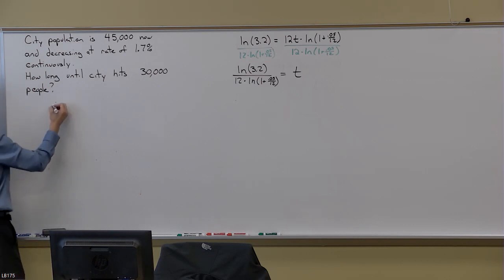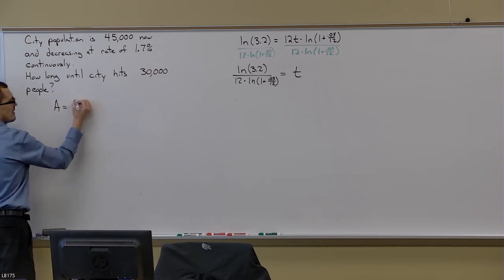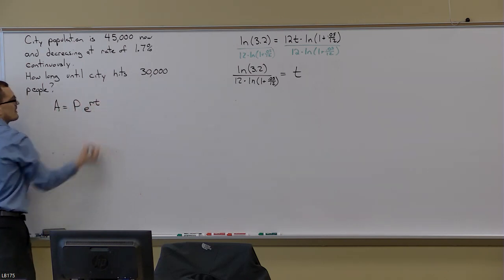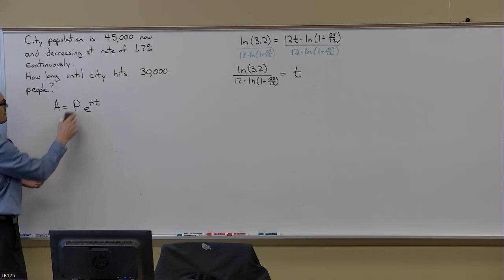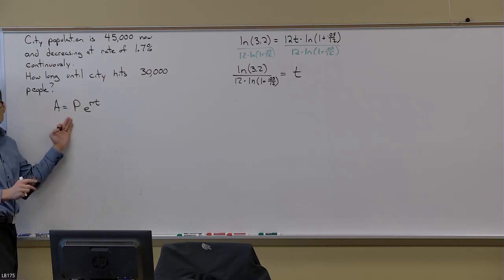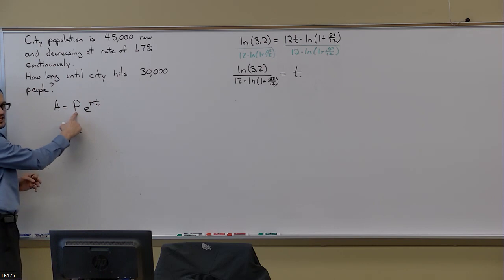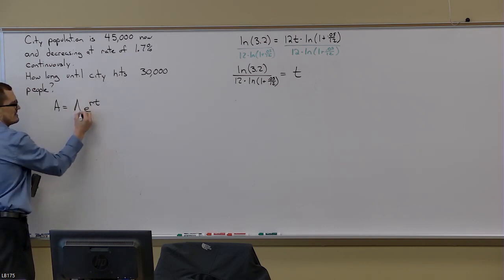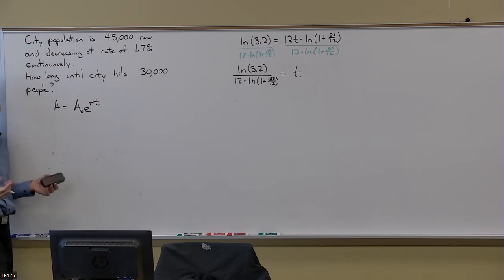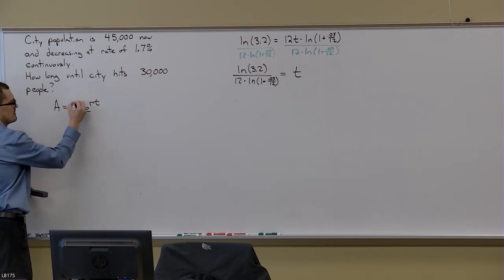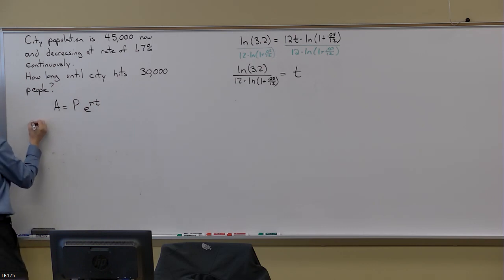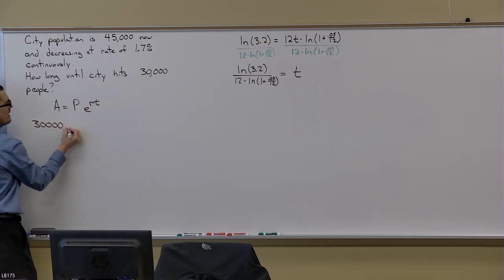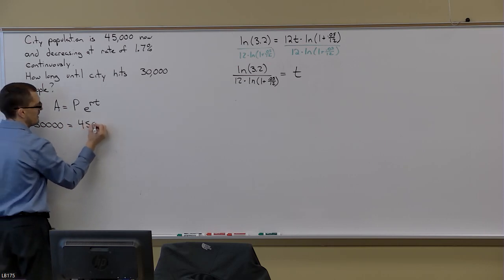Well, if we are compounding continuously, that's my A equals P e to the RT. And again, some people, when they write this, won't use A and P, they'll use A and A sub 0 for your initial amount. A sub 0 is just another letter people use for initial amount. So we're saying how long until it hits 30,000? If it's currently 45,000.